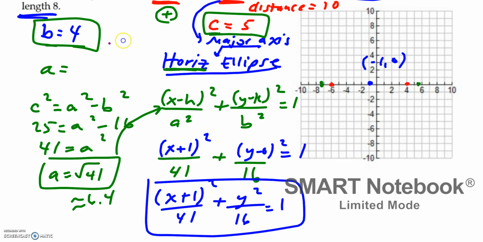Minor vertices come from b. So we would go 1, 2, 3, 4 units up, 1, 2, 3, 4 units down. We would connect all of our purple and green dots to get a horizontal ellipse.